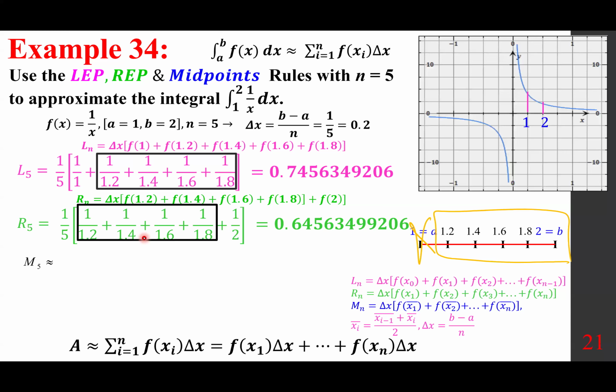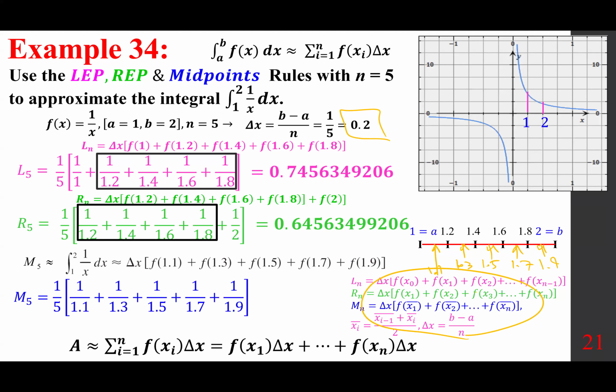Finally, we want the midpoint. So how do we go with the midpoint? Let me erase the work again. So midpoint, the first midpoint is here, which means 1.1. And then all you have to do is add 0.2. The next one is 1.3, 1.5, 1.7, 1.9. So do I have to memorize the formula L sub n, R sub n, M sub n? No. Just do that, do the math, and you'll see the answer, and you're done.